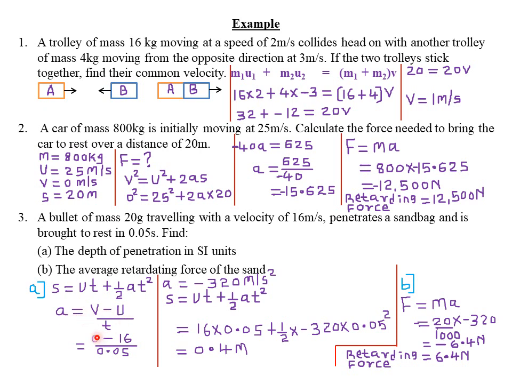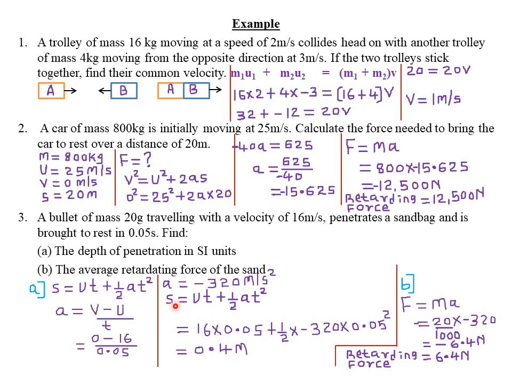Therefore, the final velocity, because the body was being brought to rest, that means v, or the final velocity, is 0. We were given the initial velocity as 16 meters per second. Then the time taken for the body to come to a state of rest, t, is 0.05 seconds. Therefore, acceleration is negative 16 divided by 0.05, which gives us negative 320 meters per second squared. Again, we are finding that acceleration is negative, showing that the body is decelerating or retarding.